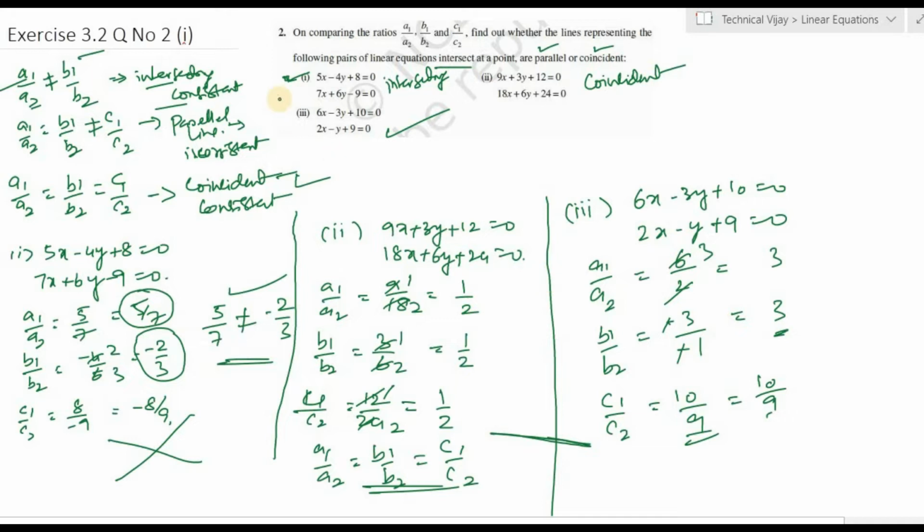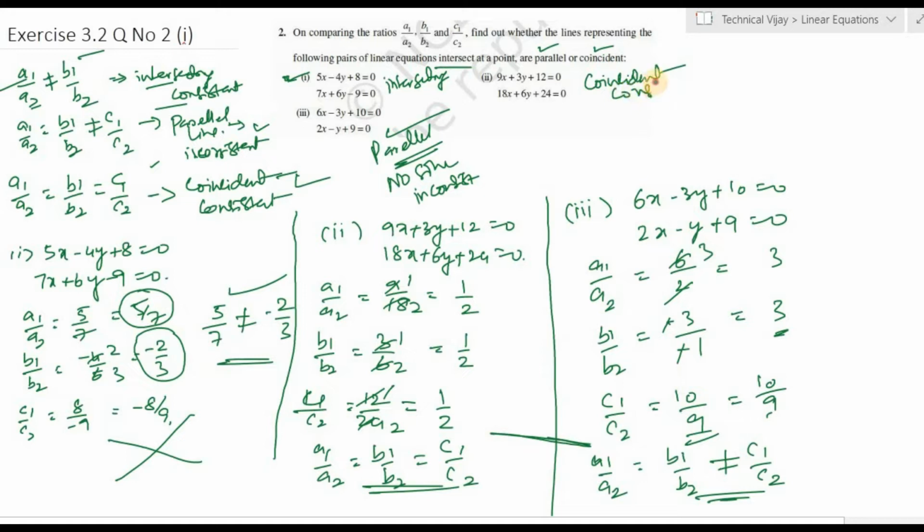So here the second condition is satisfied. That is a1 by a2 is equal to b1 by b2, but not equal to c1 by c2. If this condition holds, then these lines are parallel lines, and they have got no solutions. They are inconsistent. The first two are consistent and this one is inconsistent.